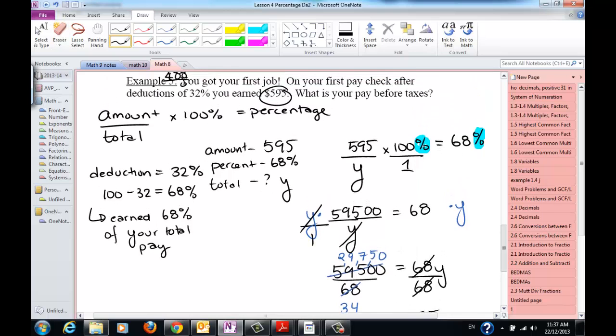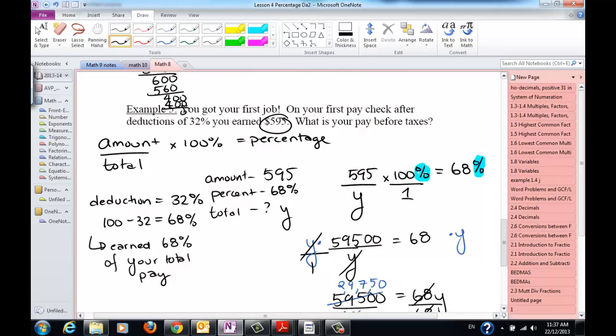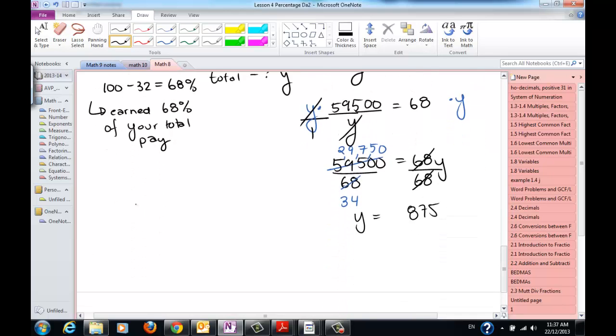Now, what is 875? If I go up here, what is your pay before taxes? So this would be dollars, which is why I accidentally put that in before we spoke about it. So your total before tax is $875.